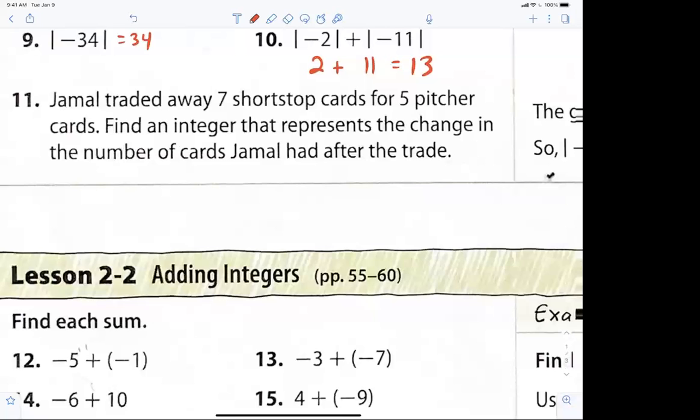So, yeah. 5 cards. Okay, this is kind of silly. So Jamal traded away 7, right? So that means he gave away 7. Would it be -2? Yes, and then he added 5. -2. Does that make sense? All right, be careful with that.